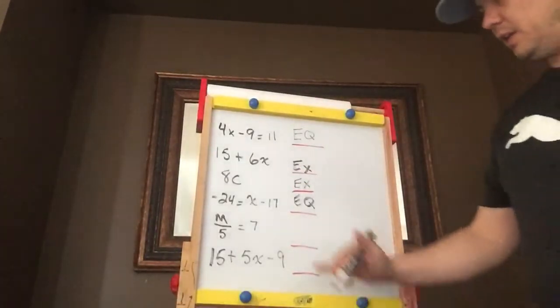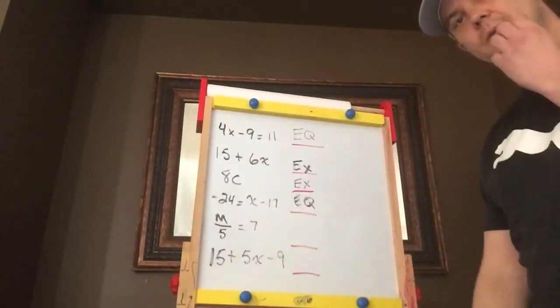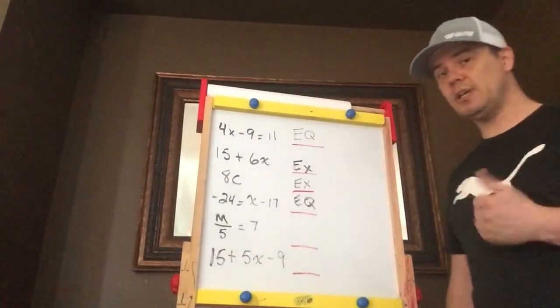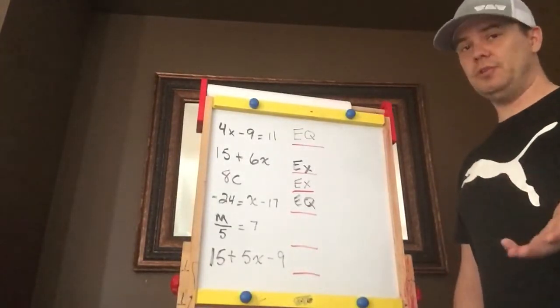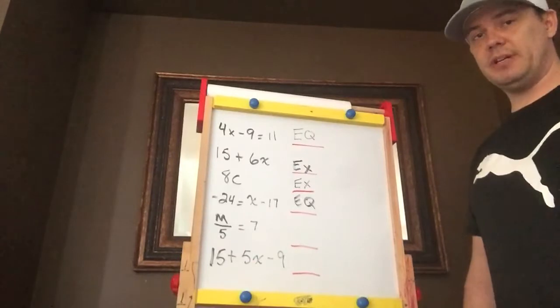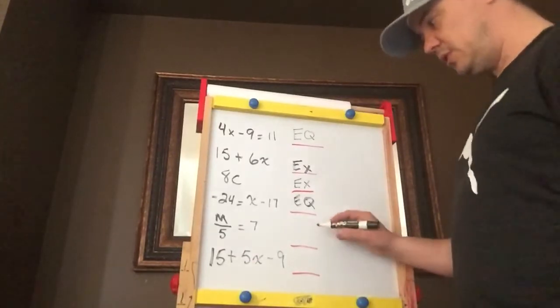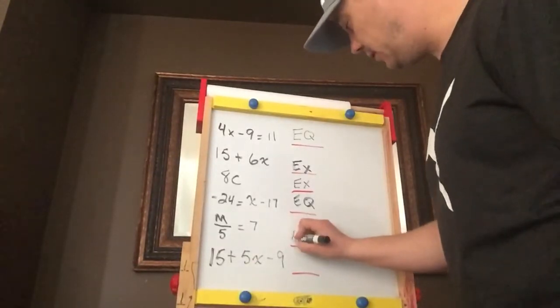Okay. And then you've got M divided by 5 equals 7. Again, you've got an equal sign and a total there. You could use that information to get the variable by itself to find out the total. So you could solve for the variable. That makes that an equation.